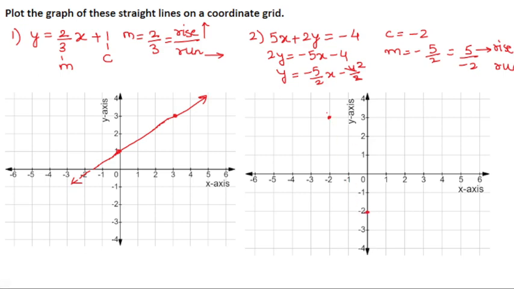I couldn't draw it straight. I'll try it again. So this is my straight line that I was looking for using these 2 points. Great. So that's how we draw two not so straight lines on the graph using this very easy method. Thank you.